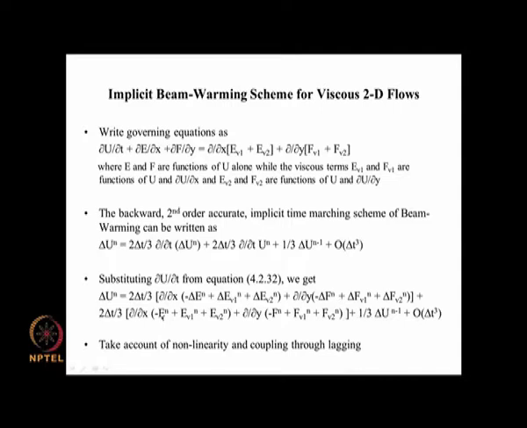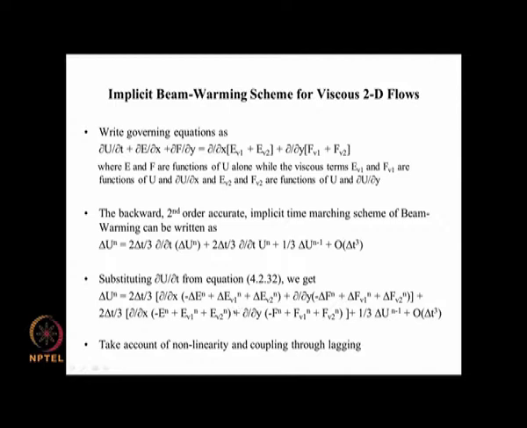So you have minus En plus EV1 plus EV2 at nth time step, and that is what it is here, and then you have 1/3 of delta un minus 1. Okay. So this is one form of the implicit beam warming scheme with the viscous terms.